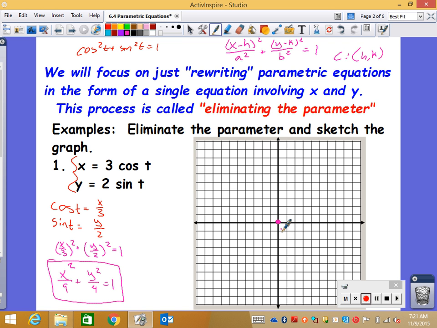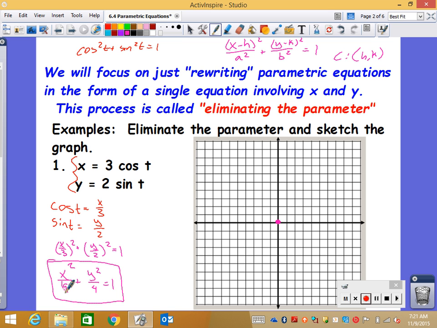Then I look at the number in the denominator. For x, it's 9. If we look at my general formula, it's all divided by a squared. And I'm going to be going a units to the left and to the right, in the positive and negative x direction, because I'm dividing it by x.